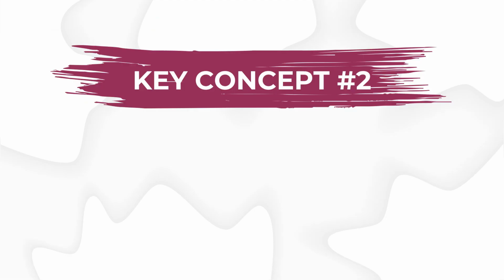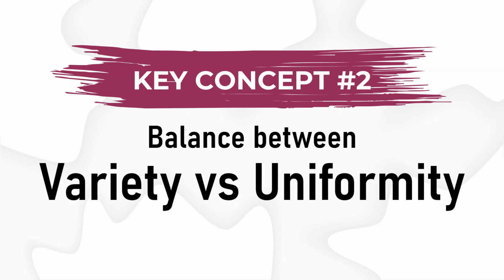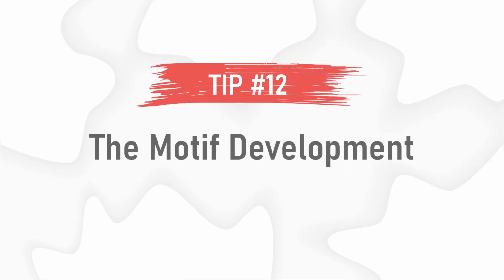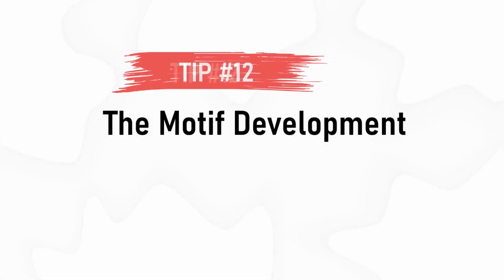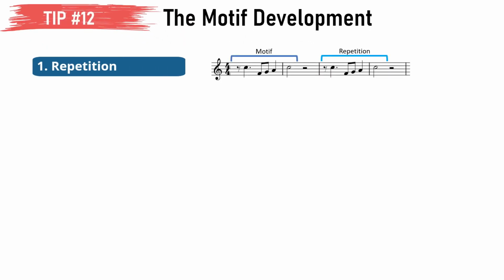Let's now talk about the key concept number 2. The balance between variety and uniformity is essential in creating effective music. Too much variety can lead to a lack of coherence, making it difficult for a listener to follow, while excessive uniformity can result in monotony, causing the listener to lose interest. So, as mentioned, the motif is an essential part of a musical piece. Its repetition helps create coherence through the song, but if it remains uniform and always the same, it can become quite boring. This is why it's important to develop variation on it.